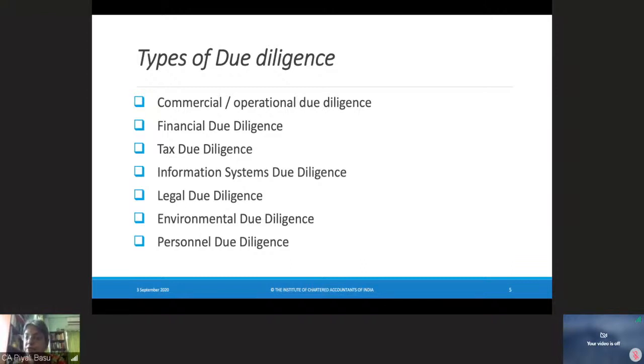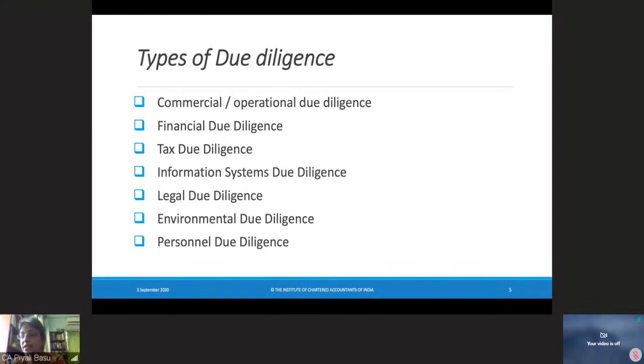Just for your exam purpose, remember, information technology system is used in an organization to assist them to achieve the business goals. And with this in mind, you must look into the due diligence part of the information technology.